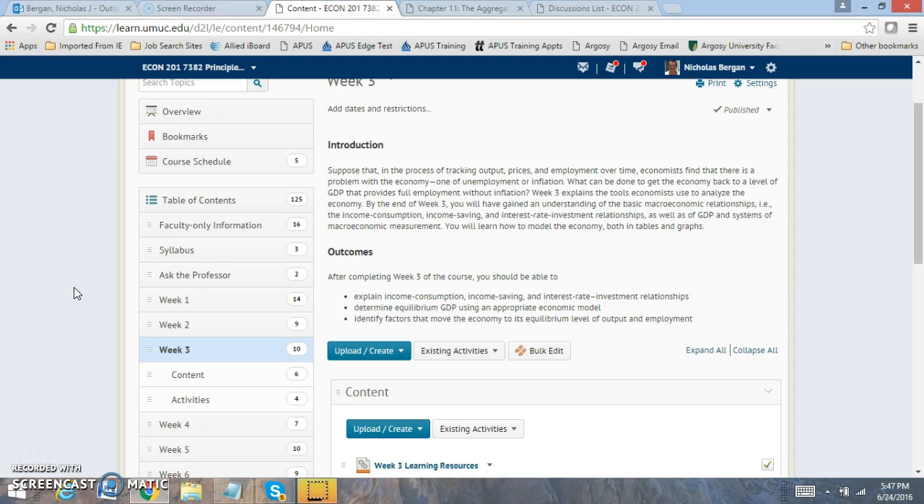For week 3, we're going to be looking at the income-consumption relationship, income-saving relationship, and the interest rate investment relationship. We're going to be looking at GDP, some various economic models. We're also going to be looking at different factors that move the economy to its equilibrium level of output and employment.